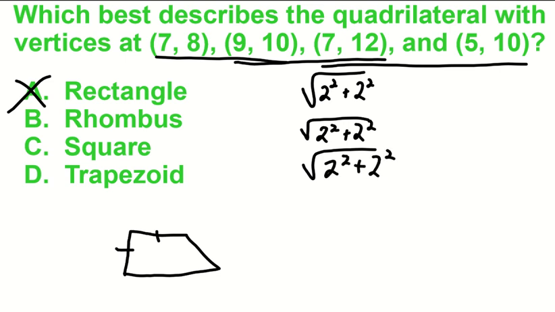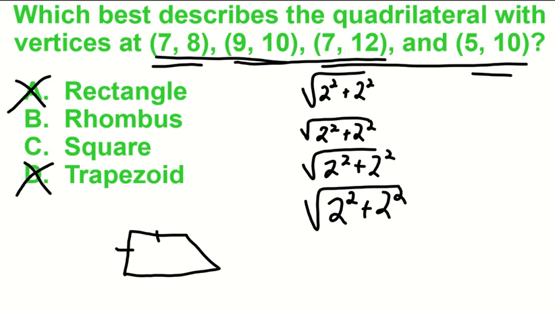Squared plus 2 squared in our square root. And then we go from the last point back to the first one. We got 2 squared plus 2 squared in our square root. So that means all our side lengths are the same. We're looking at either a rhombus or a square. What's the difference between the 2?